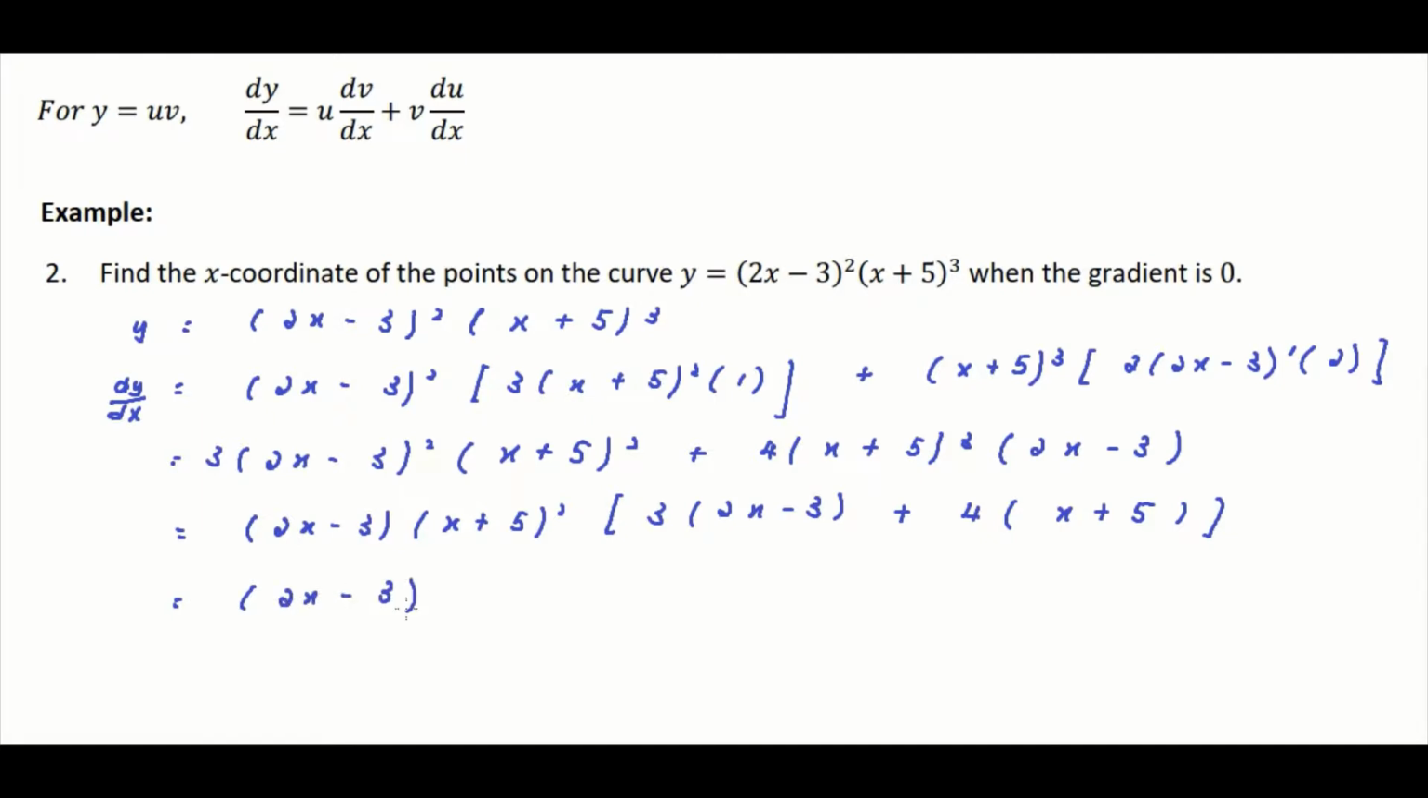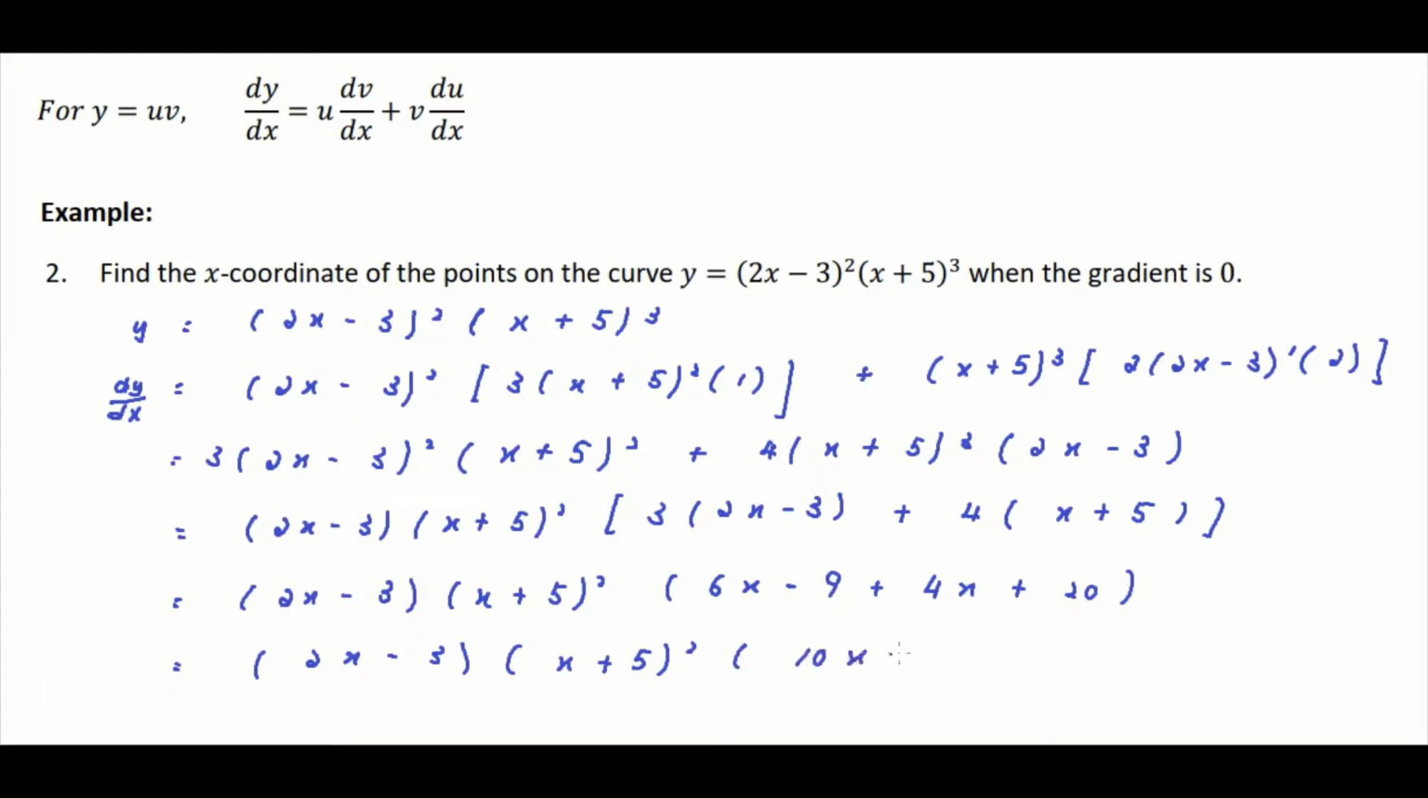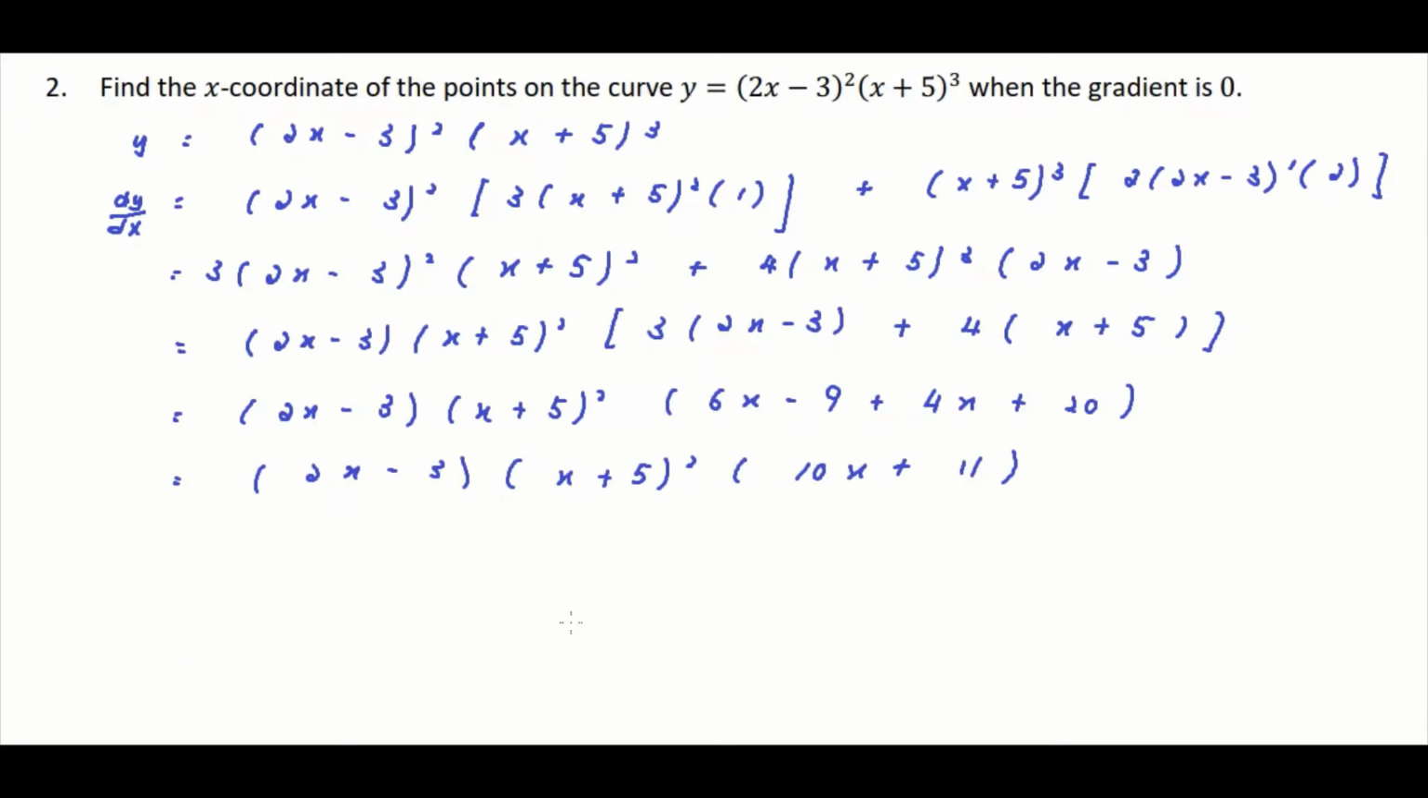2x minus 3, x plus 5 squared. So you can do whatever is necessary inside the bracket, which gives x plus 20. So your last answer, you will have 2x minus 3, x plus 5 squared, then 10x plus 11. So this is the simplified answer.